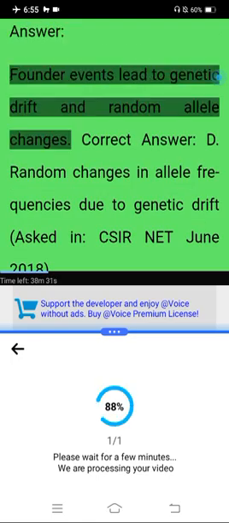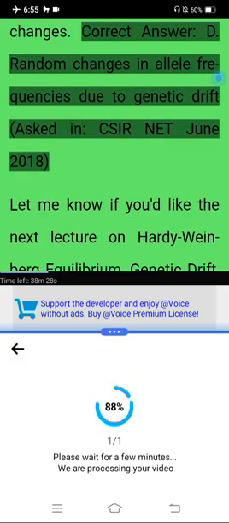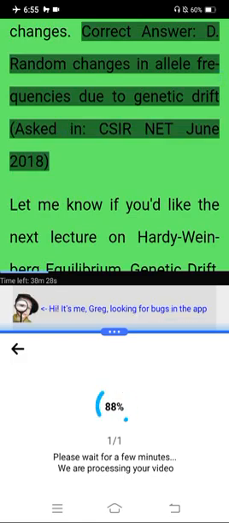Answer: founder events lead to genetic drift and random allele changes. Correct answer: D, random changes in allele frequencies due to genetic drift. Asked in CSIR NET June 2018.